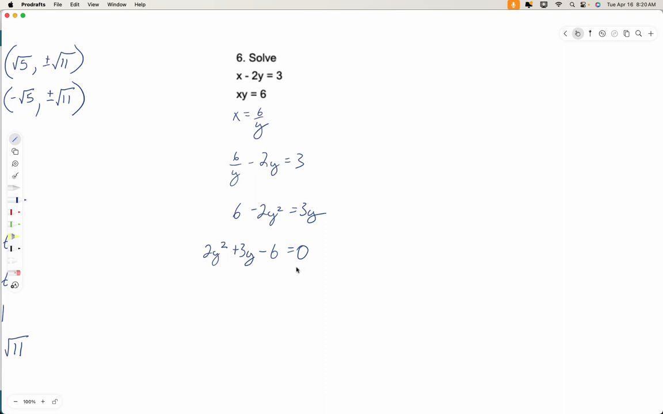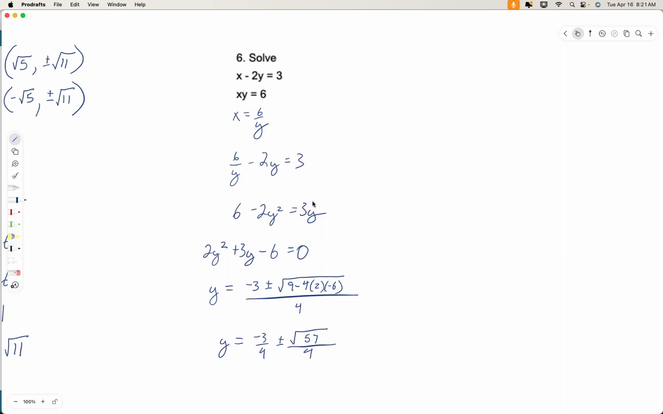So now we're going to use the quadratic formula because we can't figure out how to make that work any other way through factoring. So we say y is equal to negative 3 plus or minus the square root of 9 minus 4 times 2 times negative 6, all over 2 times 2, which is 4. So y is equal to negative 3 over 4 plus or minus square root of 57 over 4.